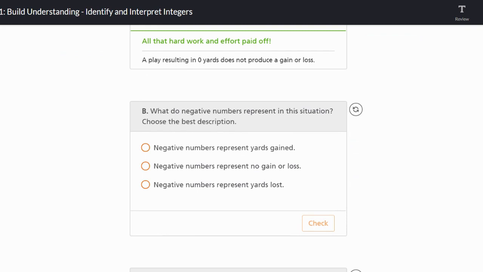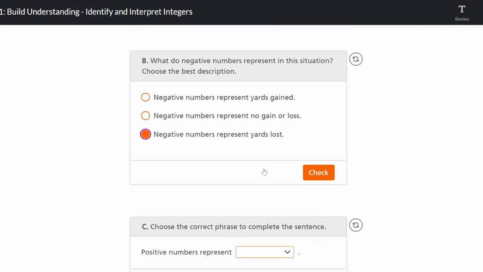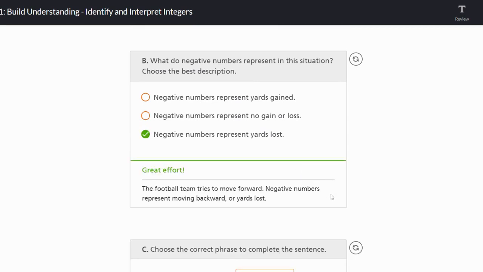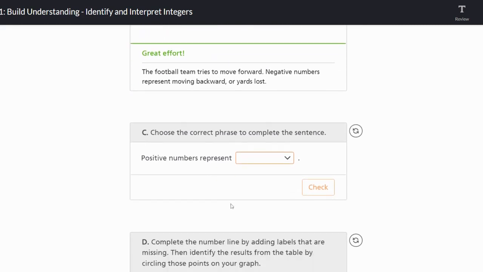What do negative numbers represent in this situation? Choose the best description. Negative numbers, do you think it represents yards gained? Negative numbers represent no gain or loss? Or negative numbers represent yards lost? So positive, 0, or negative? Well, negative numbers mean that we lost yards. In football, the team is always trying to move forward. Negative numbers mean that the team is being pushed backward. So that means yards are lost.